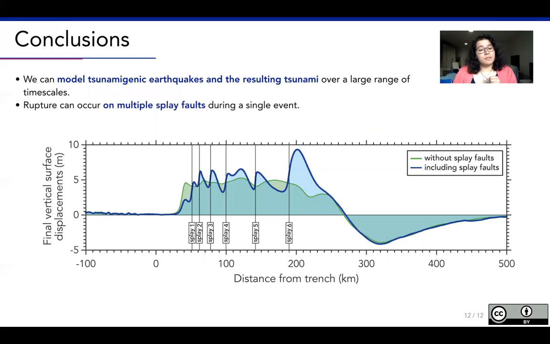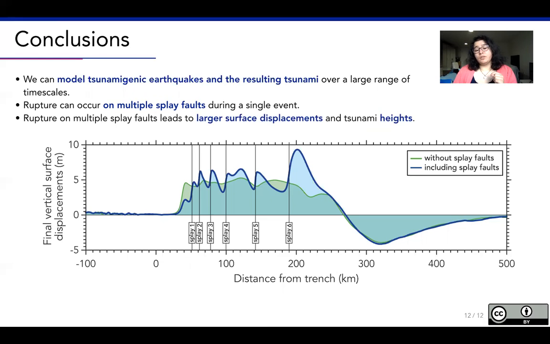And we find that rupture can occur on multiple splay faults during one single event. And if this happens, rupture leads to larger surface displacements and tsunami heights and different inundation patterns.